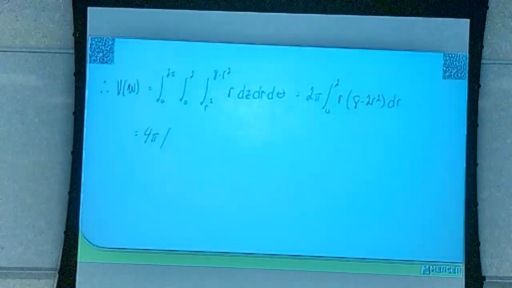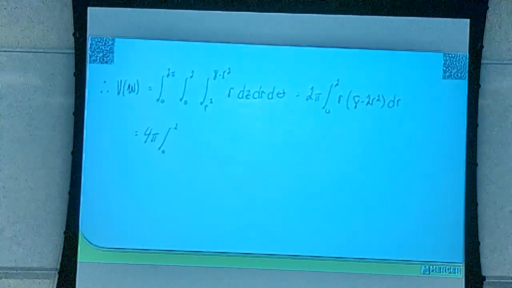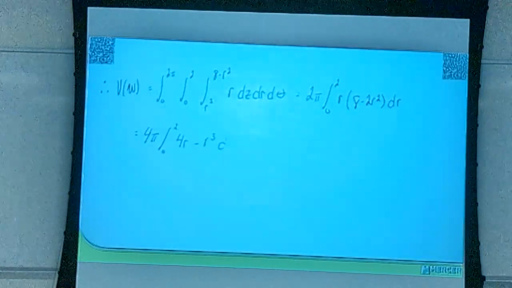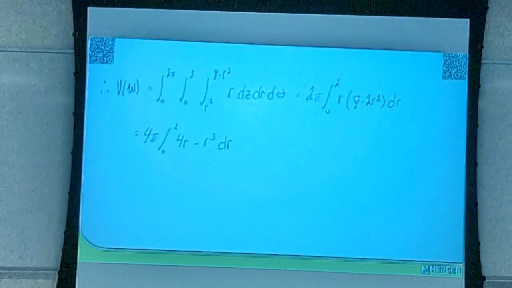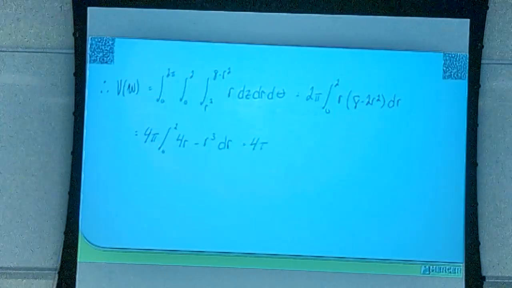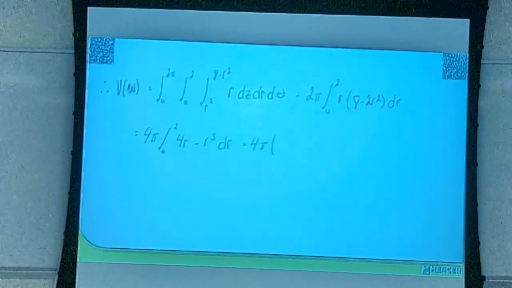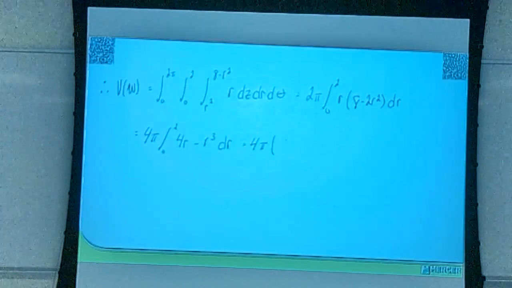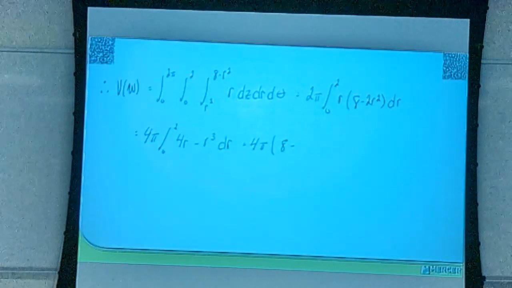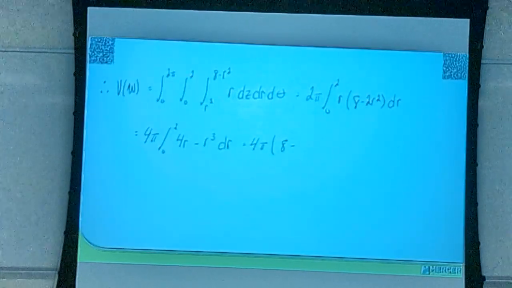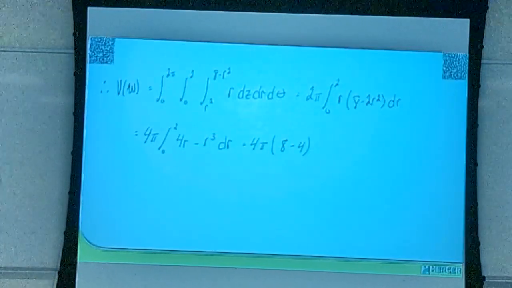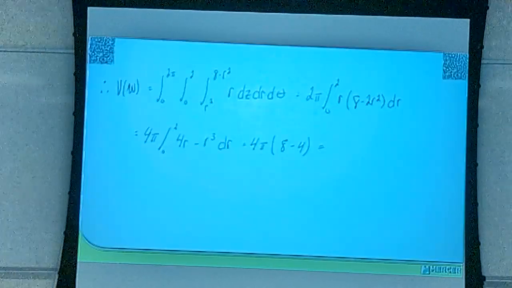Which does have a 2 common, so let's factor that out. You're left with 4r minus r cubed, right? dr. Two r squared. 2 times 4 is 8. Then it's going to be r to the 4th over 4. 2 to the 4th over 2 squared is just 2 squared, right? 8 minus 4 is 4. Get a volume of 16 pi.